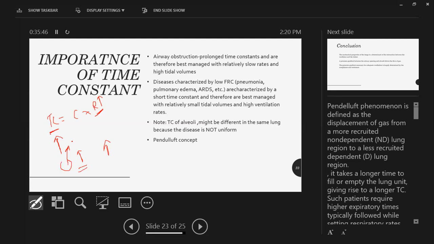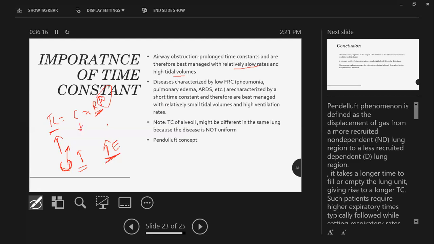So here the time constant increases, and you need to increase the time of ventilation, especially during the expiratory phase. So you ventilate a child with increased resistance with slow rates, high tidal volumes, and more expiratory time, because these alveoli take a longer time to empty. Got my point?